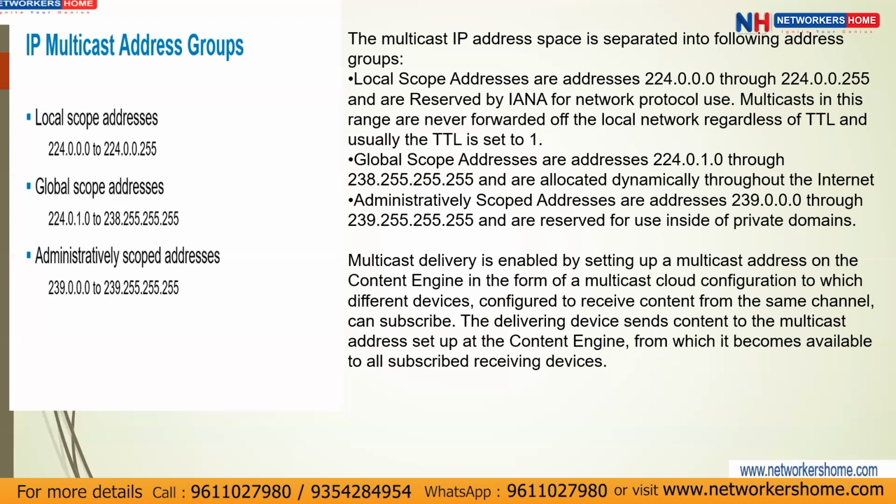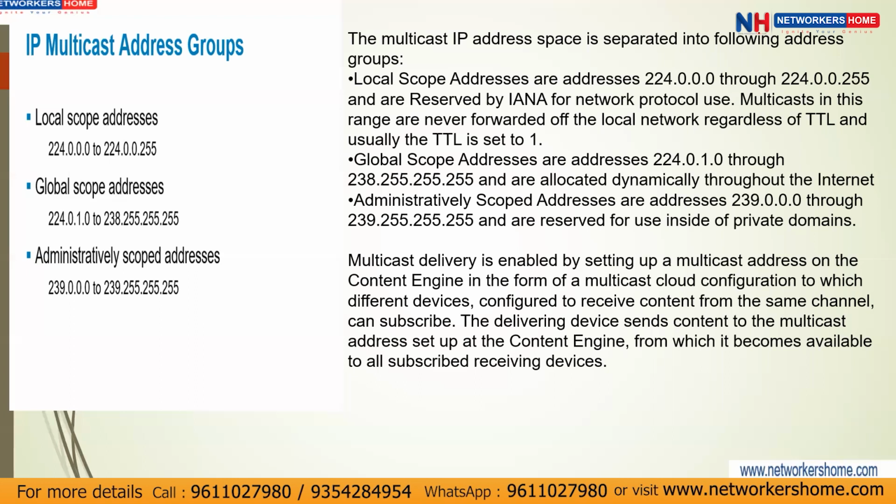And global scope addresses are addresses 224.0.1.0 to 238.255.255.255. Actually, these are called routable multicast addresses and are allocated dynamically throughout the internet. Administrative scope addresses are 239.0.0.0 through 239.255.255.255, reserved for use inside a private domain. These are called the private multicast address space, which we use for host purposes. We will discuss everything session by session.